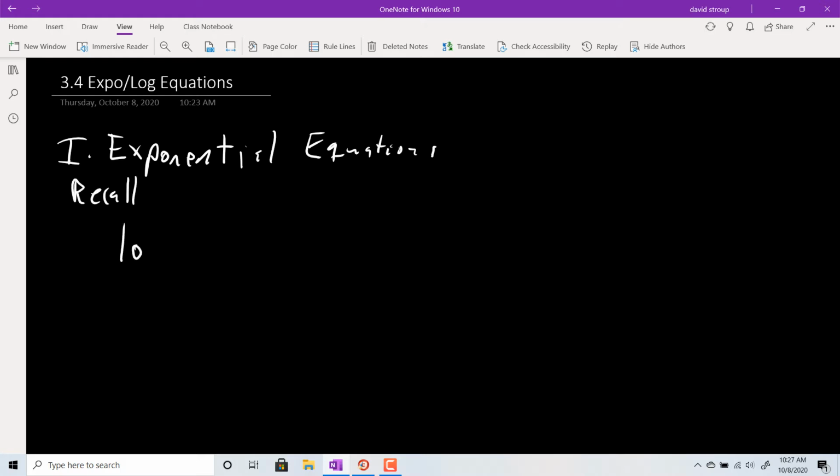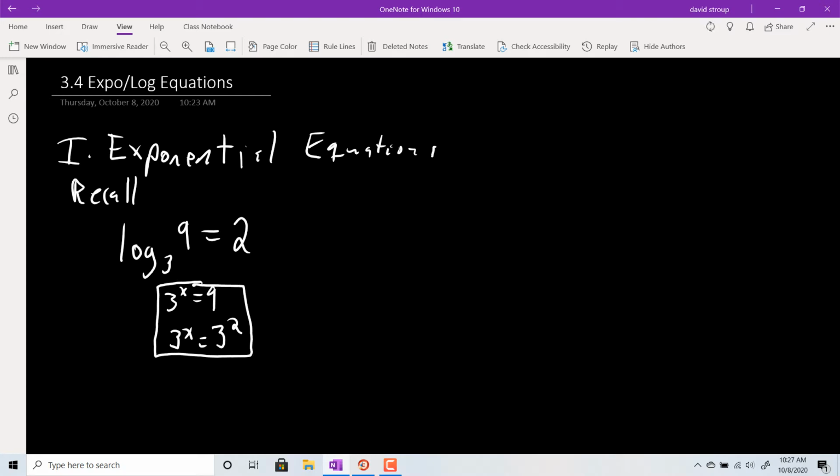evaluating something like log base 3 of 9. What does that equal? So you think 3 to the x equals 9. 3 to what power equals 9? Well, 9 is really 3 squared, so x must be equal to 2. Guess what you did there? You just solved an exponential equation.